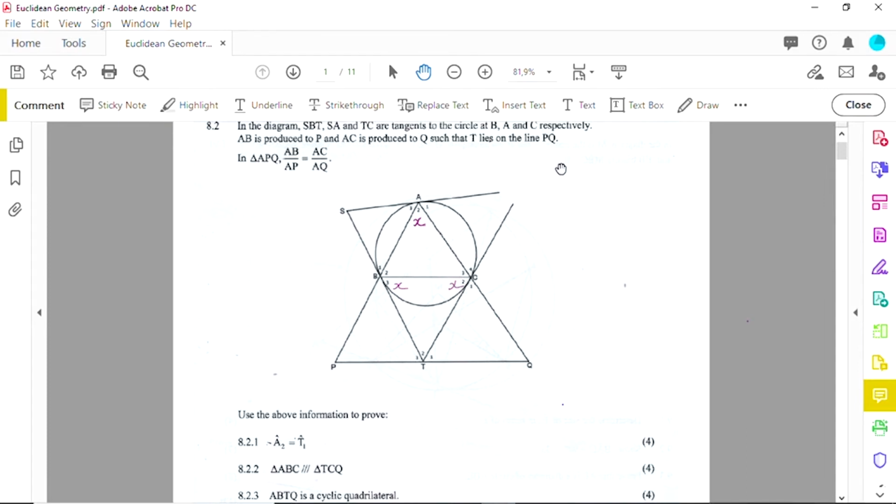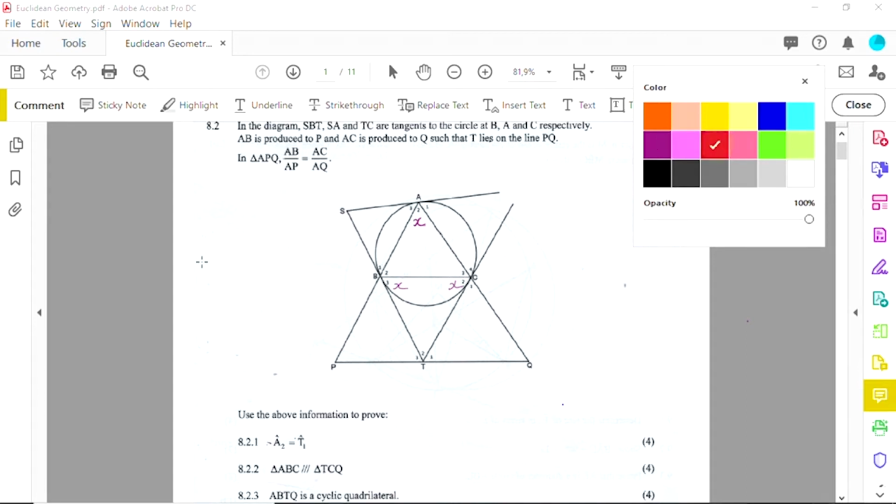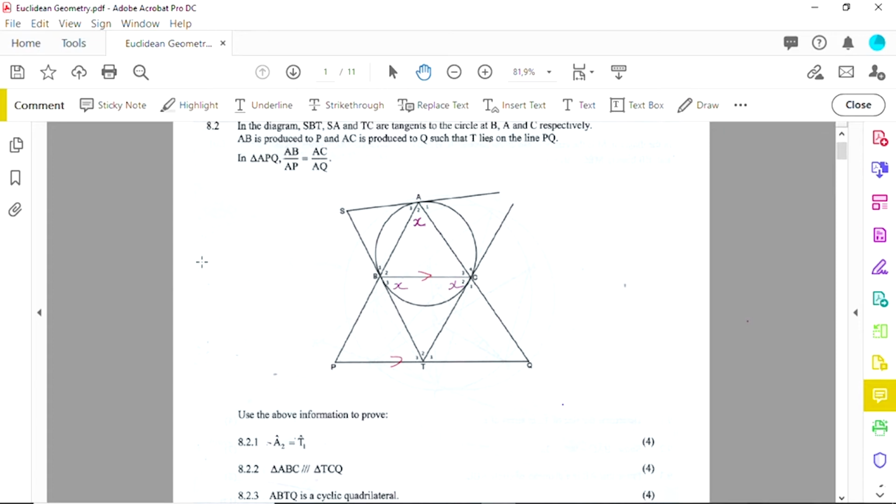Now, look at the given information. We are given that in triangle APQ, AB over AP is equal to AC over AQ. But this is a proportional theorem. So by the converse of a proportional theorem, BC must be parallel to PQ, given this information. So BC must be parallel to PQ.